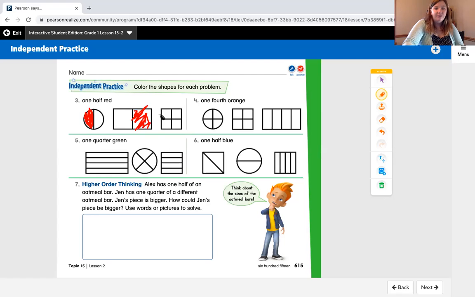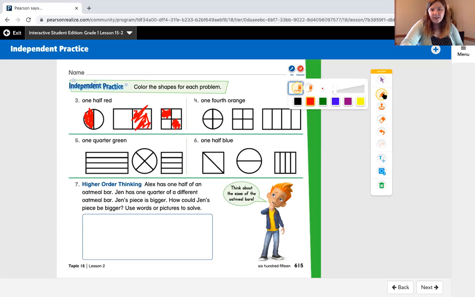Now this shape is divided into 4 sections. So if I want half of it to be red, I have to color in half, which would be 2 sections. So I'm going to color in this square and this square. 2 out of the 4 sections is red, so half of it is red. Does it matter that my 2 sections are not next to each other? No. Half of it is still red.